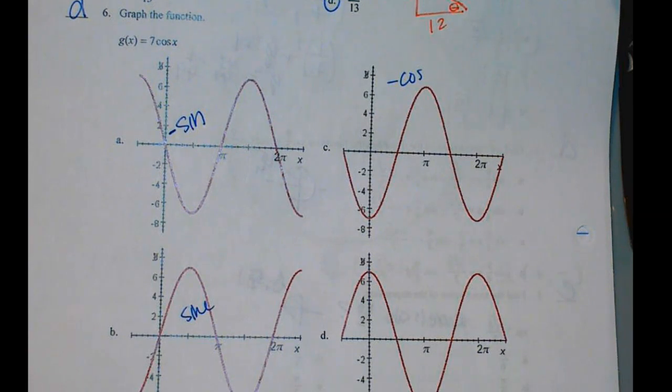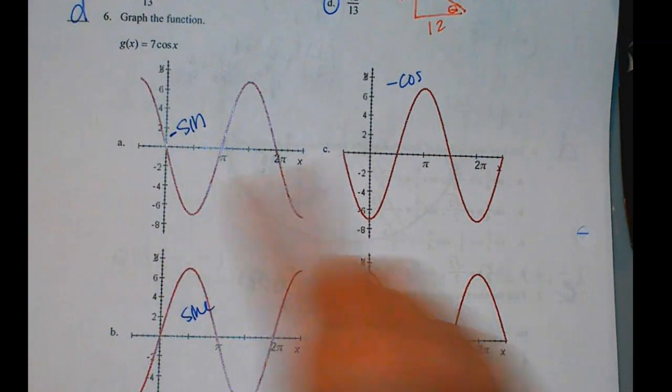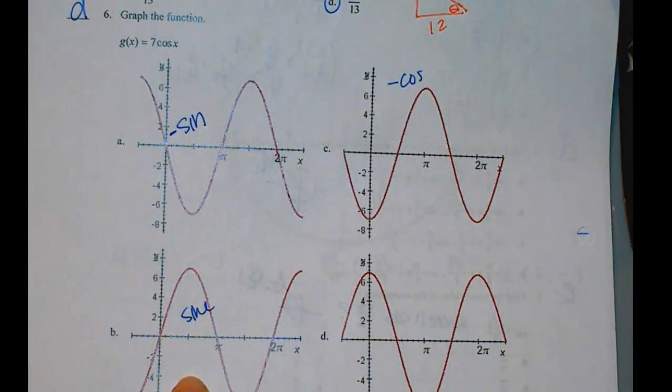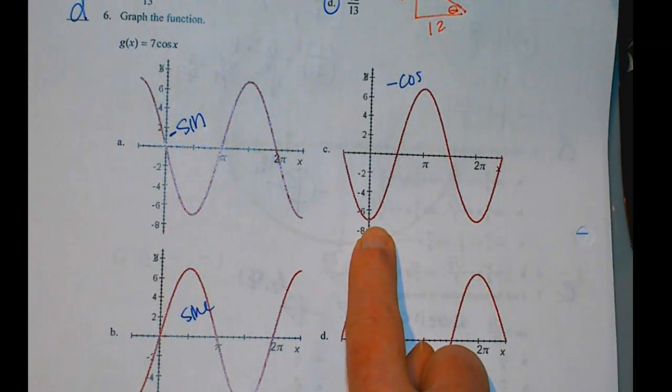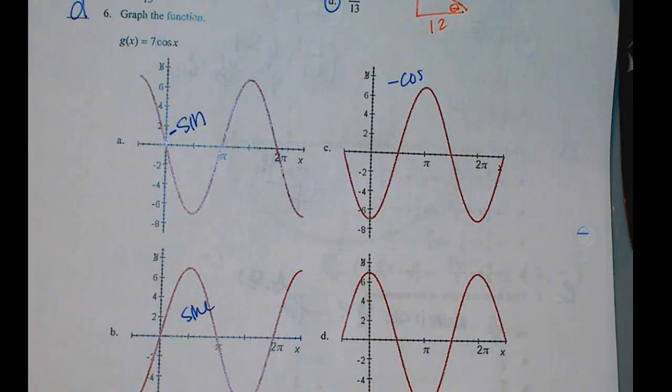Anyway, 6, graph the function. You need to know what they were. This one I said was sine, so I didn't consider it. This one is cosine. This one's sine, didn't consider it. This one starts down, which is not right. So I wrote negative cosine. This one's the right one, D.